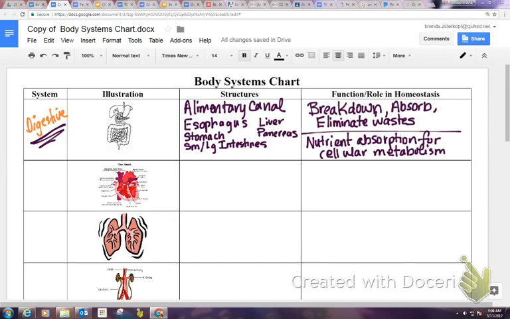Next system there, what do you see? Yeah, it's the heart. So, I'll do this one in red, like blood. So, this is going to be the cardiovascular. Cardio for heart, vascular referring to the blood vessels. It's also got another name, circulatory. So know that those two terms are interchangeable.